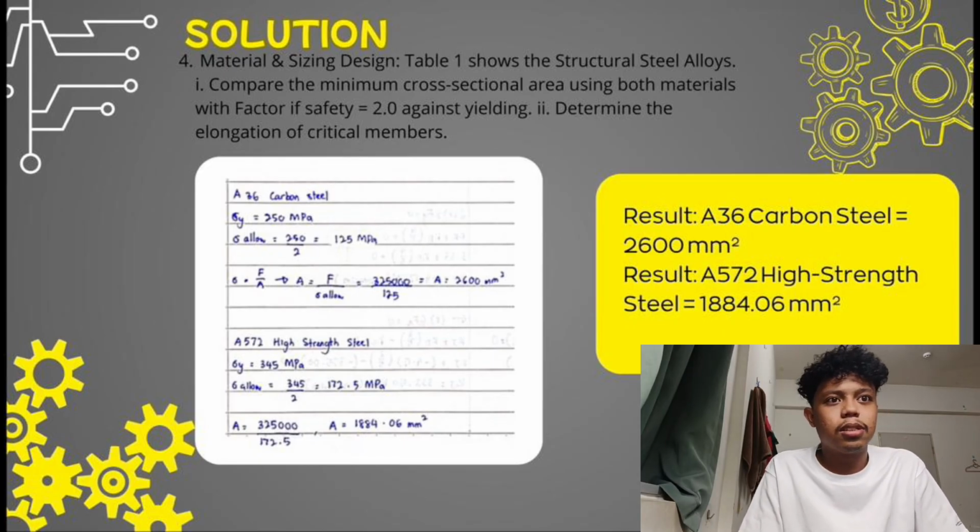Then for A572 high strength steel, stress Y equals 345 MPa and allowable stress equals 345 over 2, equals 172.5 MPa. And the final answer: A equals 325,000 over 172.5, and the last answer is A equals 1884.06 millimeter square.